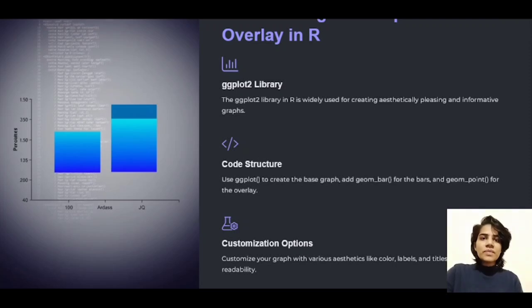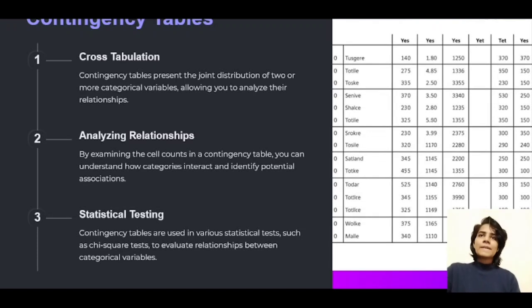Now code structure: use ggplot to create the base graph and geom_bar for the bars and geom_point for the overlay. Next, customization options. Customize your graphs with various aesthetics like colors, labels and titles to enhance the readability of the graphs. Next is contingency tables.